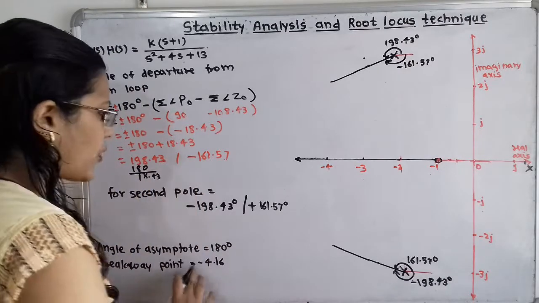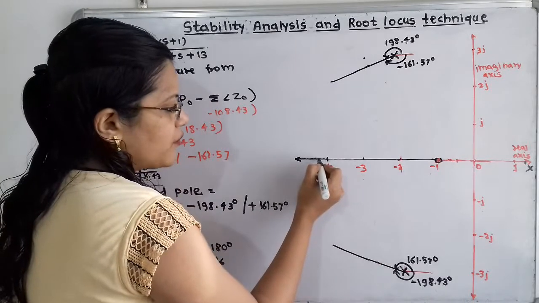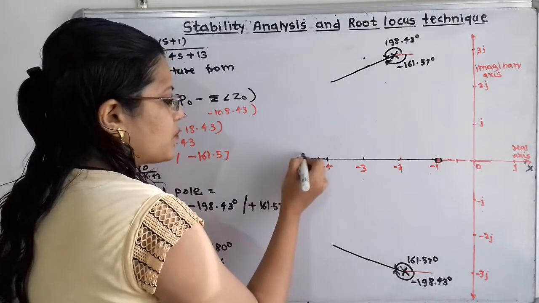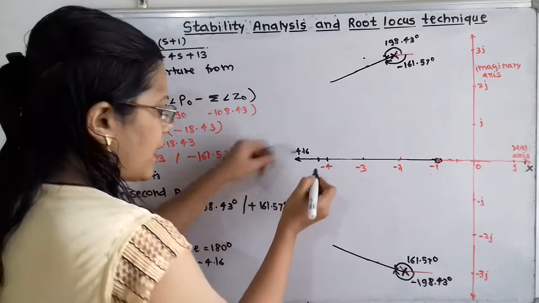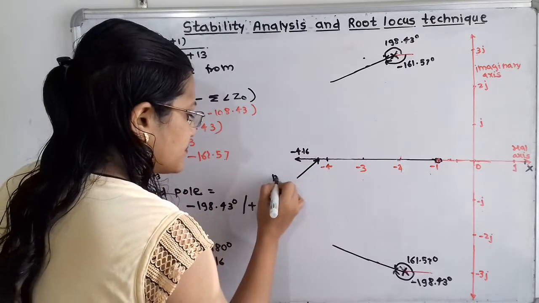Now we will also write the breakaway point. So the breakaway point is minus 4.16. So here is minus 4. So we will consider after 4 here minus 4.16. That is the breakaway point. So I will write here, this is the breakaway point.